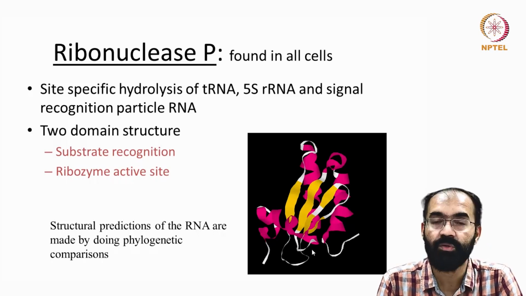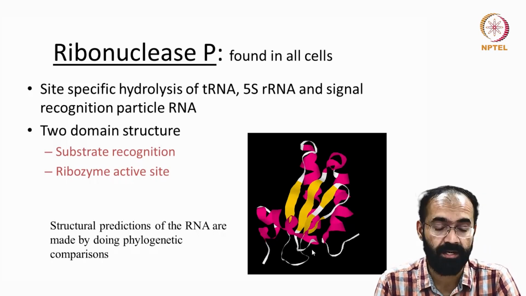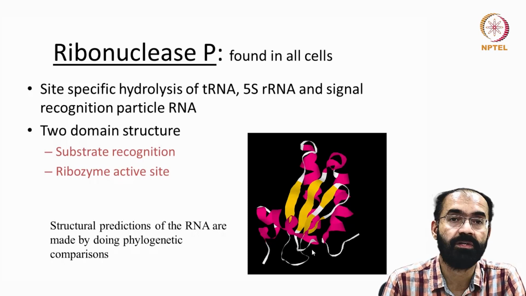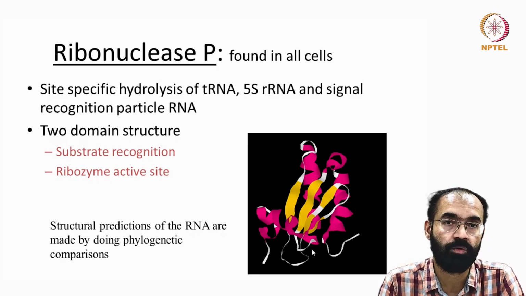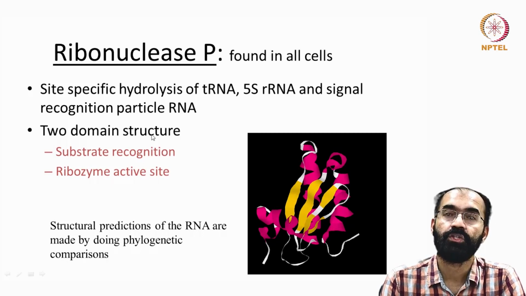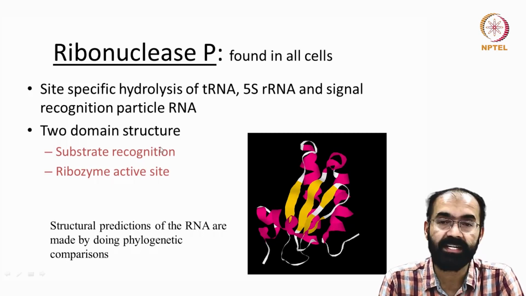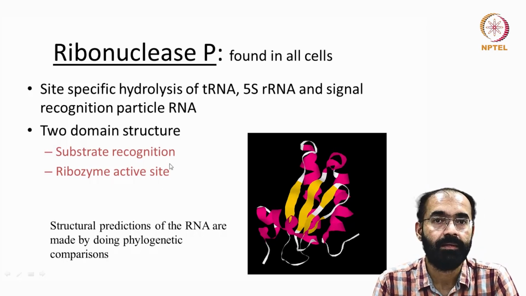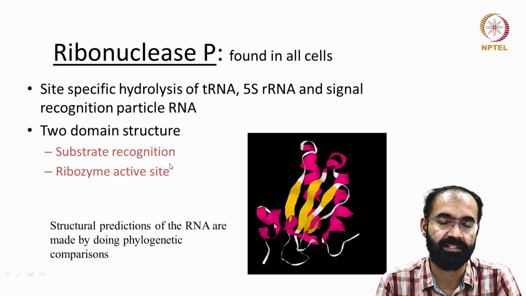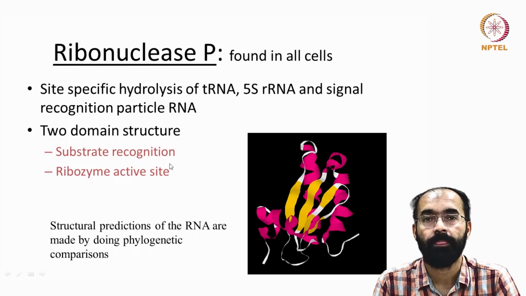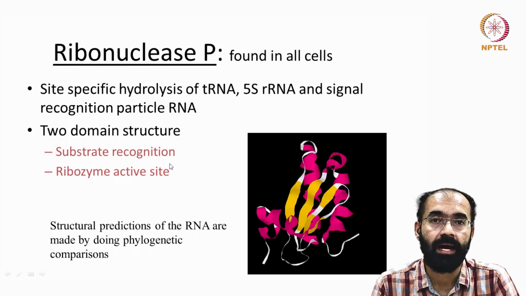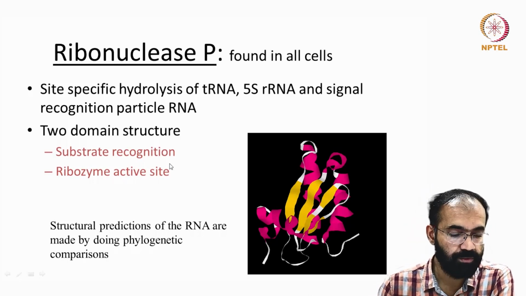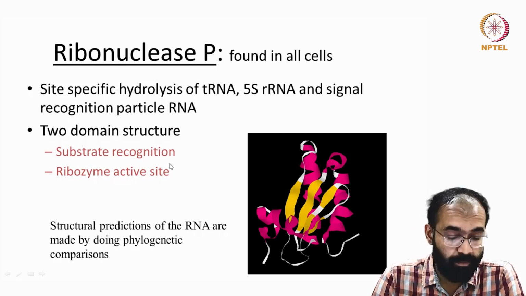So the role of ribonuclease P is basically to allow the maturation of premature tRNA, premature 5S rRNA, and also premature signal recognition particle, which has to undergo a maturation process. This contains a two-domain structure, that is a substrate recognition region and also the ribozyme's active site. The substrate is nothing but the premature tRNA or premature 5S RNA, etc. So this has to be acted upon by ribonuclease P for the RNA molecule to undergo maturation. This is very important for us to understand about ribonuclease P.